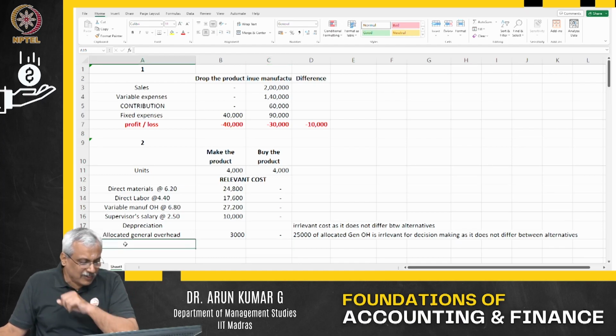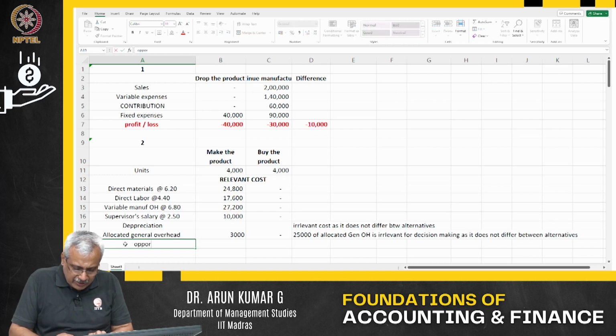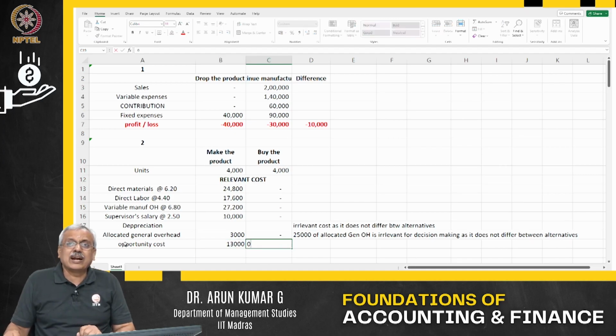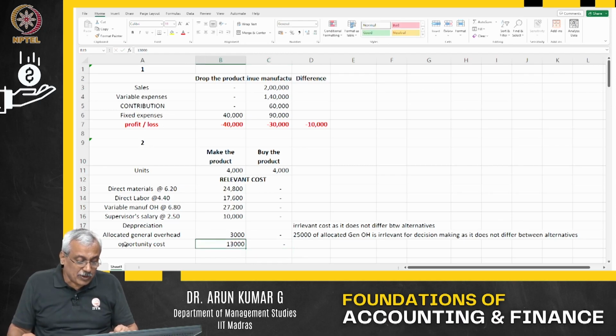So, what is that called? It is called opportunity cost. In this particular case, if I make the product, the opportunity cost is 13,000 because I cannot generate it. If I do not make the product, I earn that 13,000. So, what happens? Defer the opportunity cost.